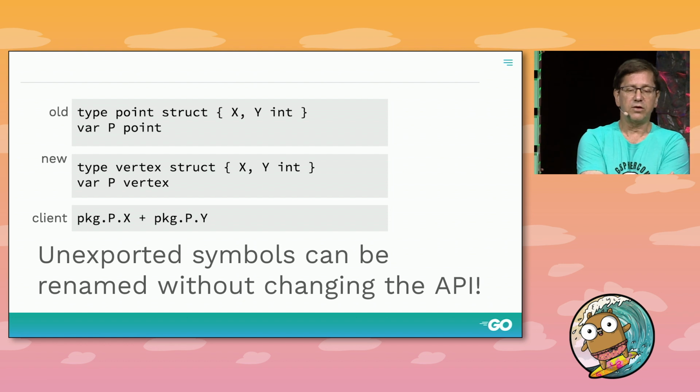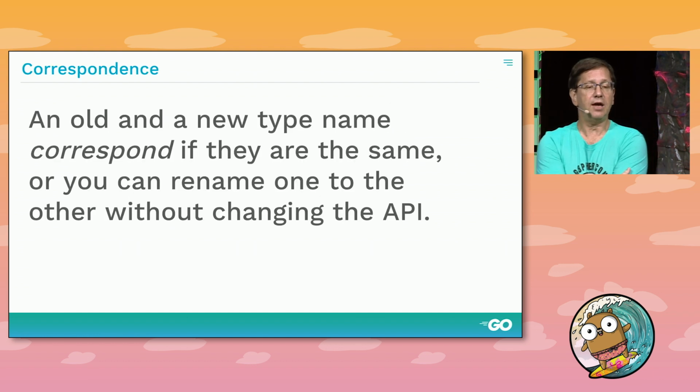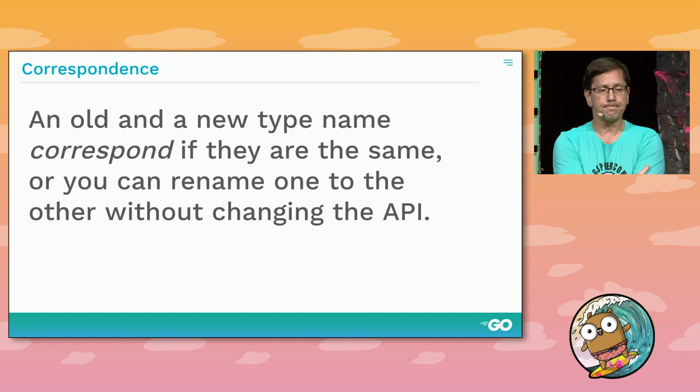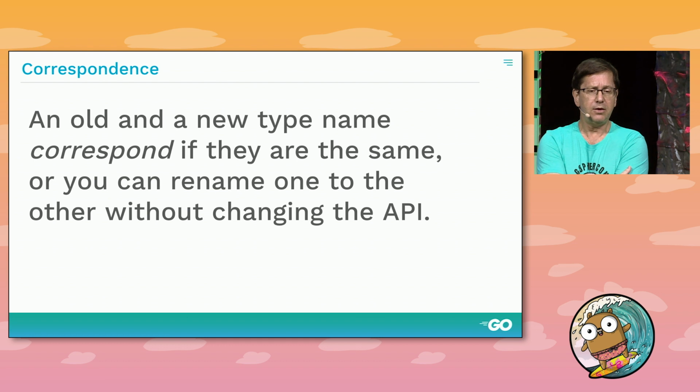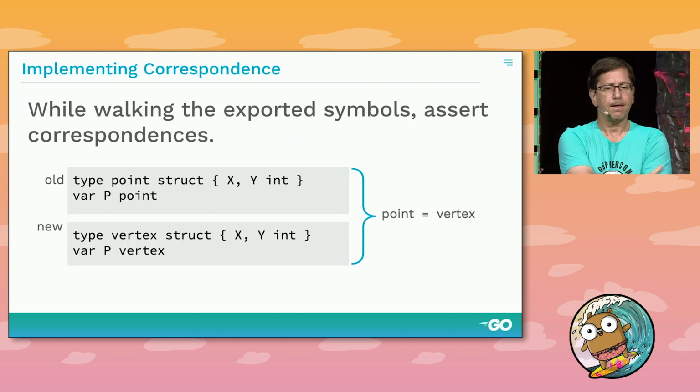So it looks like to find which types correspond, we have to consider possible renamings. And that indeed is the definition I use for correspondence. Two type names correspond if they're the same, or you can rename one to the other without changing the API. So the good news is that works, it's the right definition. The bad news is that it feels a little hand-wavy. How do you implement it? Do you have to try every renaming? You don't. It's actually easy to implement.